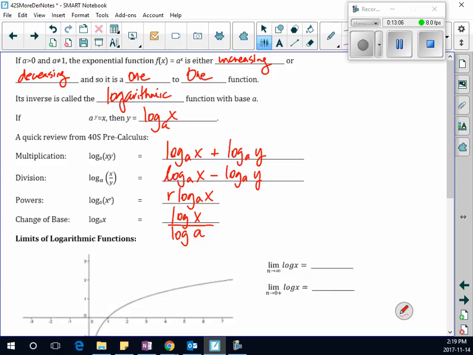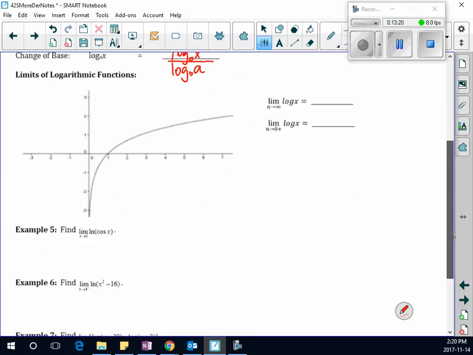So the nice thing about your calculators, I think most of your calculators you can change the base and put it directly in. Does everybody remember who had that kind of calculator? Remember we kind of discussed it last year. Okay, so let's move on.